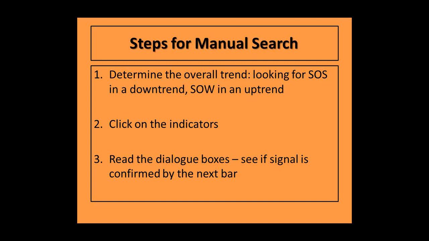So you want to determine the overall trend. You're looking for signs of strength in a downtrend and signs of weakness in an uptrend. Again, you click on the indicators. They'll tell you what the indicator is. The dialog box will give you a description of the indicator. It'll tell you what you need to look for in the background, what the next bar needs to be doing, up or down. And it'll also tell you what to look for in the future.